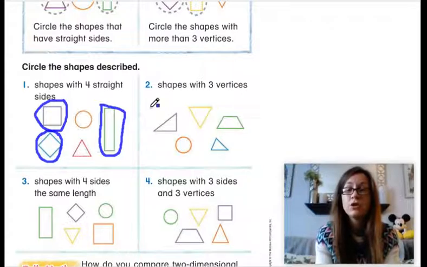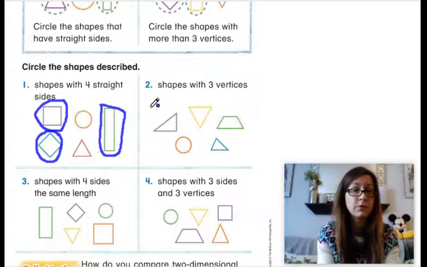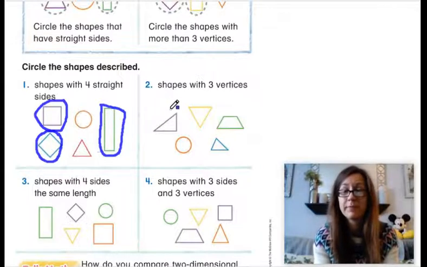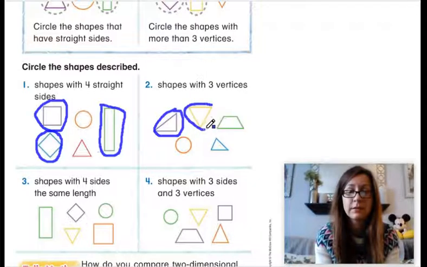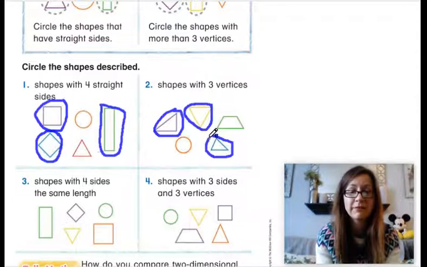Number 2, shapes with 3 vertices. Remember, a vertex means the corner where 2 sides come together to meet. So we have triangles that have 3 vertices because a triangle has 3 sides. So we have 3 triangles in this example that we are going to circle. Now all of these triangles look slightly different, but we can count the sides and we can count the vertices.